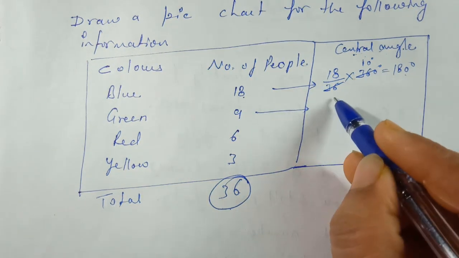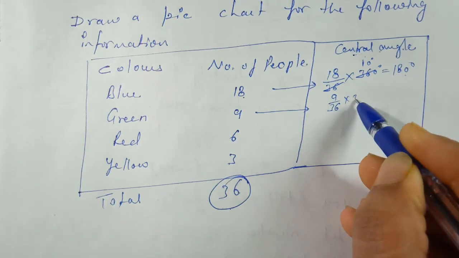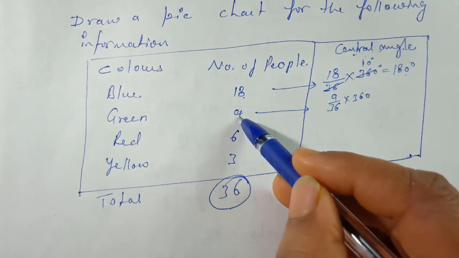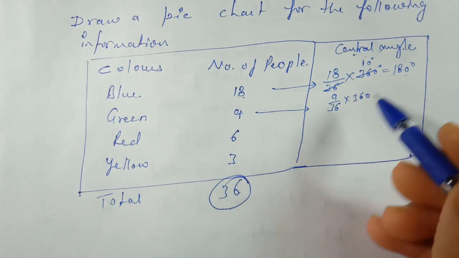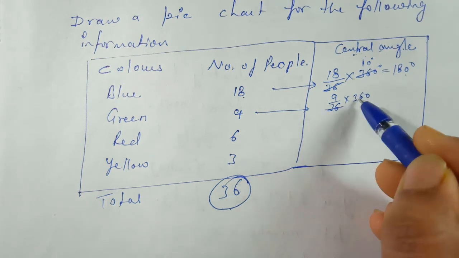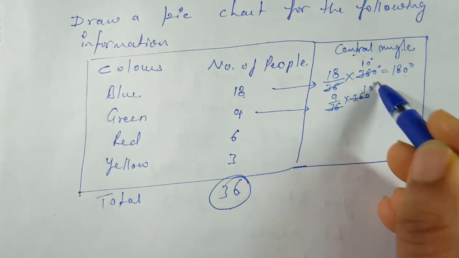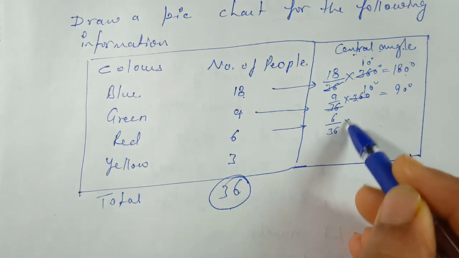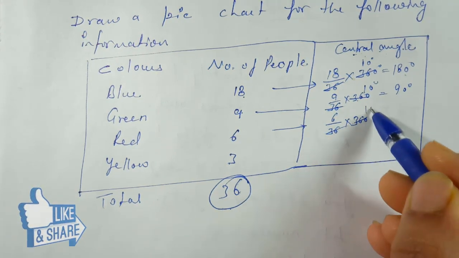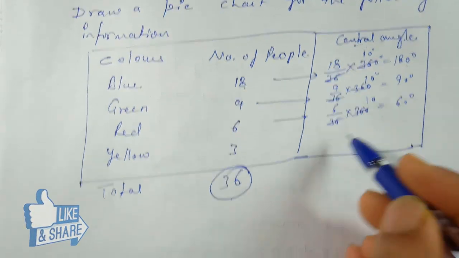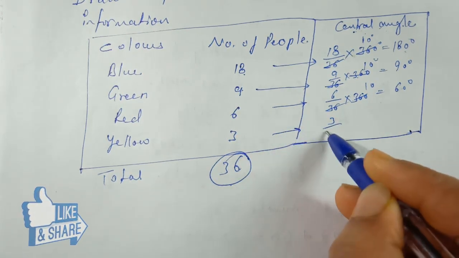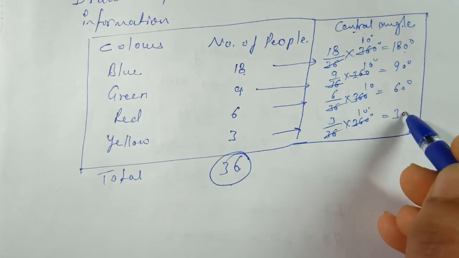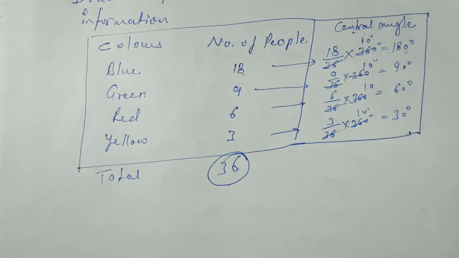Now for 9 upon 36 into 360, you divide each of these numbers by the total number of people and multiply by 360 degrees to find the central angle. This equals 90 degrees. Here, 6 upon 36 into 360 degrees again gives 60 degrees. 3 upon 36 into 360 degrees gives 30 degrees. So these are the distribution of angles.